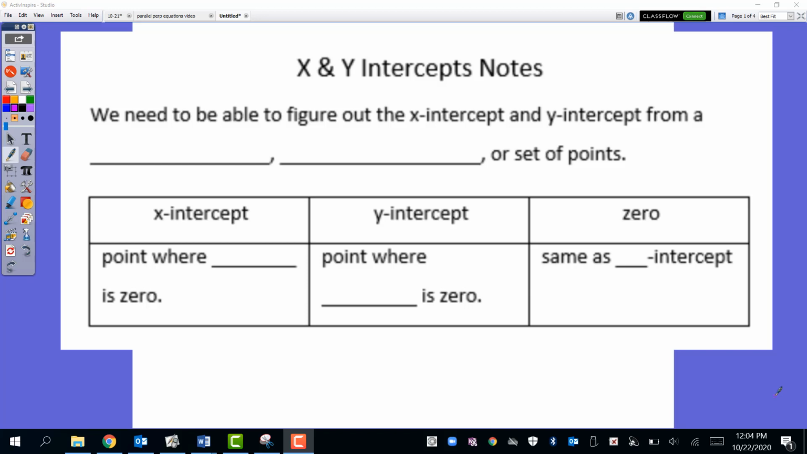Okay, so now that we've been spending all this time graphing stuff, there's different parts of the graph that you have to be able to identify. They are the x- and the y-intercept, and we have to figure them out from a graph, a table, or a set of points. So what are the things we need to be able to figure out?